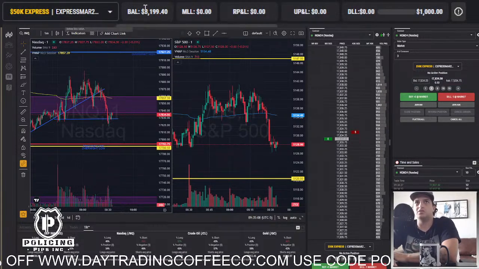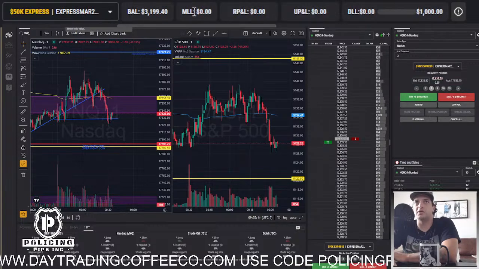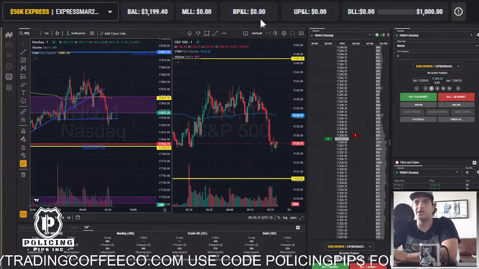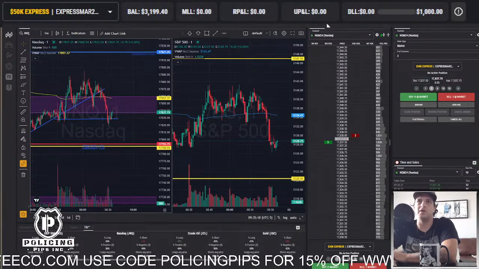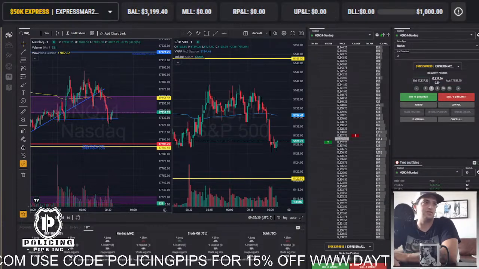You can see my balance. This is what we're up for the month of April. This is my max drawdown. So if I go below 0, I lose the account. And then you have the realized P&L, unrealized. So if I'm in a position, you'll see this move around. And then obviously some of the other stuff. So I leave that there.